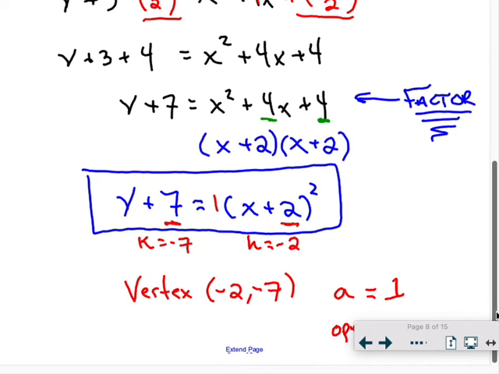So the vertex in this case, the k is negative 7, the h is negative 2. Remember, it's because the original form here is y minus k. So y minus negative 7 gives us y plus 7, and x minus negative 2 gives us x plus 2 there, okay? So the vertex here is negative 2, negative 7. We said the a was positive 1, so this graph is going to open up. So at least now we know the orientation of the graph and the direction it's going to open.